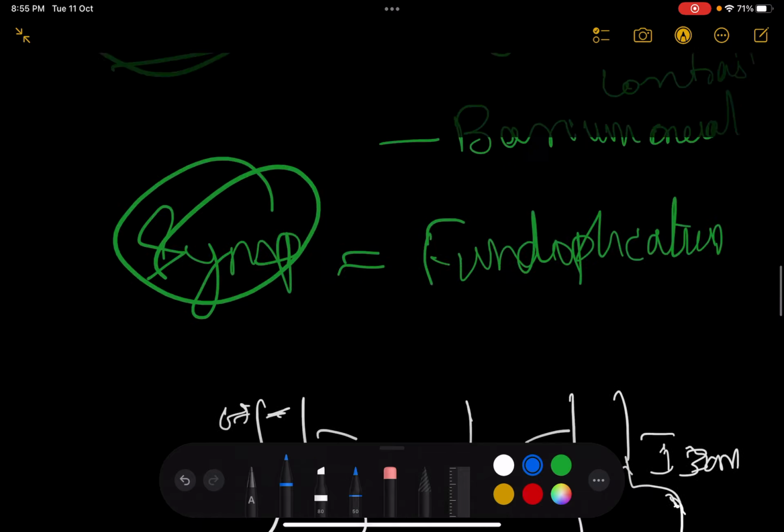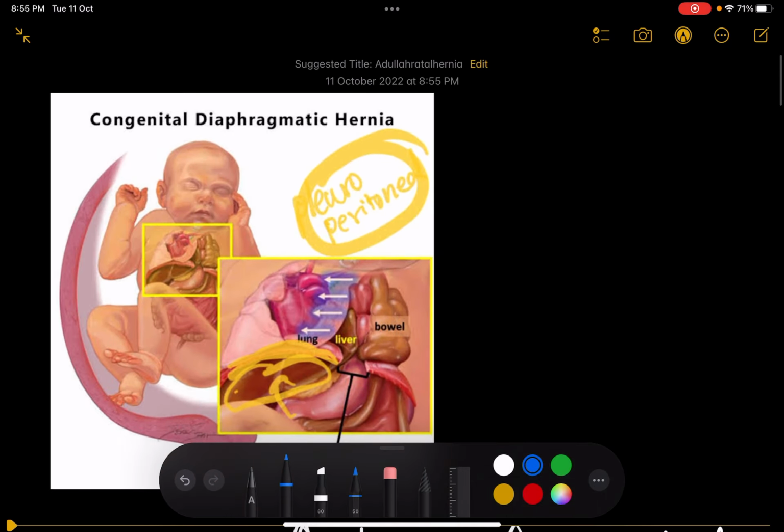Nevertheless, this is what I wanted to speak about when I went into the congenital and the acquired diaphragmatic hernias. Thank you very much.